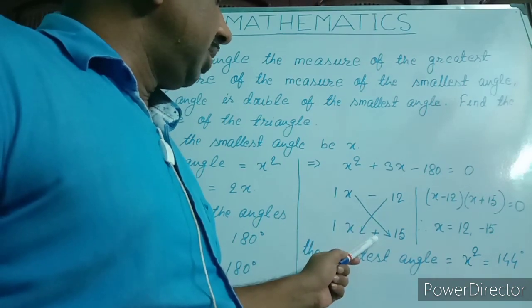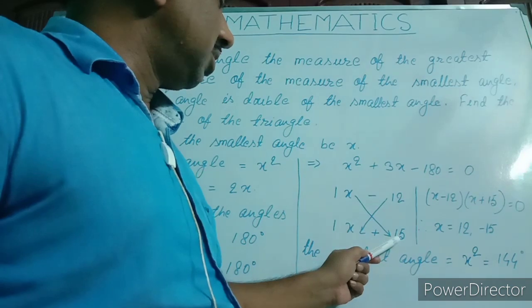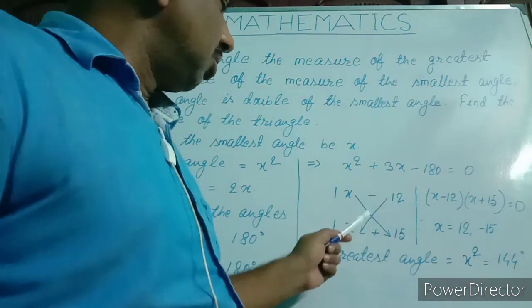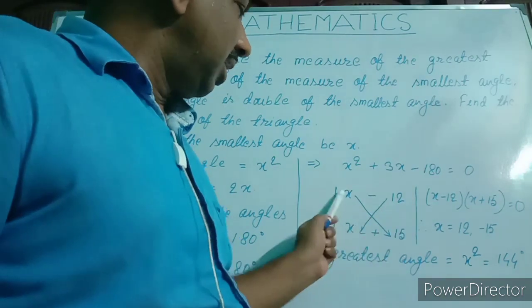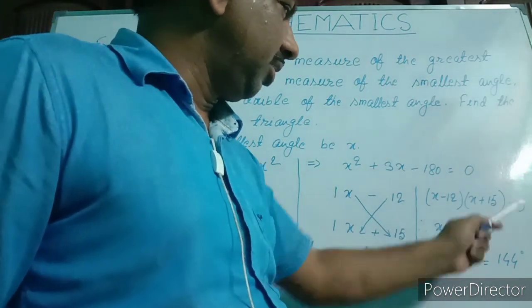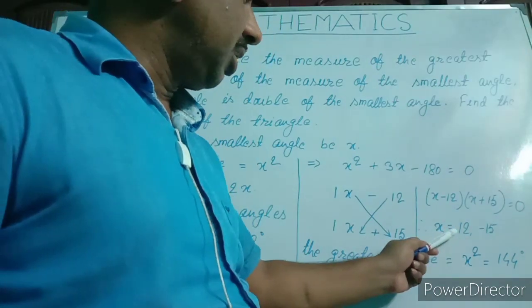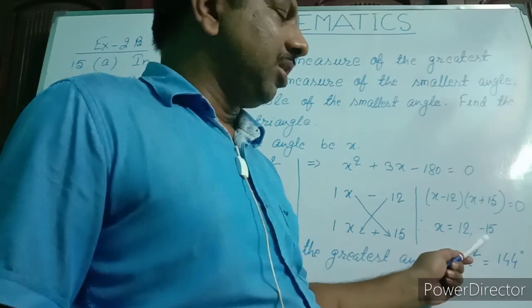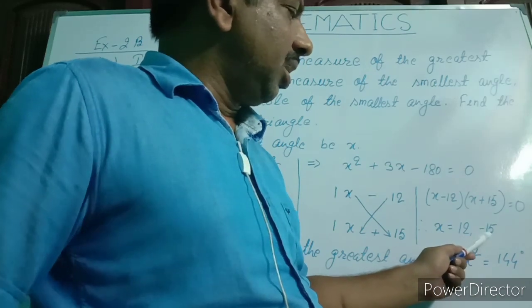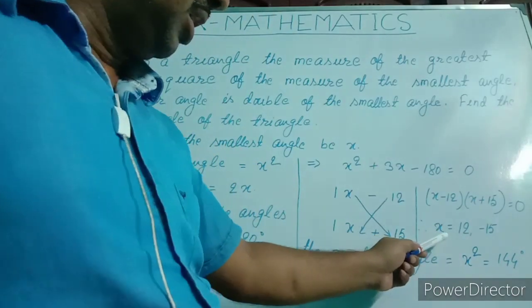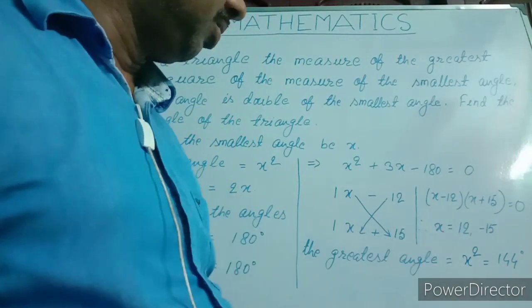If we keep here plus and here minus, then we can say 15 minus 12 equal to 3, and we are getting this 3. So our factors are ready now. x minus 12 became the first factor and x plus 15 became the second factor, equal to 0. The value of x became 12 and minus 15. Minus can never be an angle, so the correct value of x will be equal to 12.